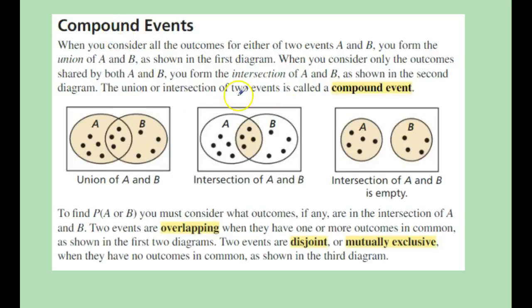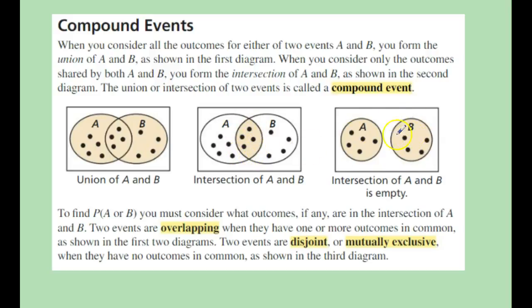So these are some examples of compound events. I'm looking at two different events happening. I've got A and then I have B, and those are two separate things. If I'm looking at either of my two events, I have a union. So if I'm looking at either A or B, I have this union, which is shown here. Everything is shaded because when I'm looking at either/or, I can have it all shaded. If I'm only considering the outcomes that are shared by both, A and B, it's only this overlapping part right here, which is called an intersection.